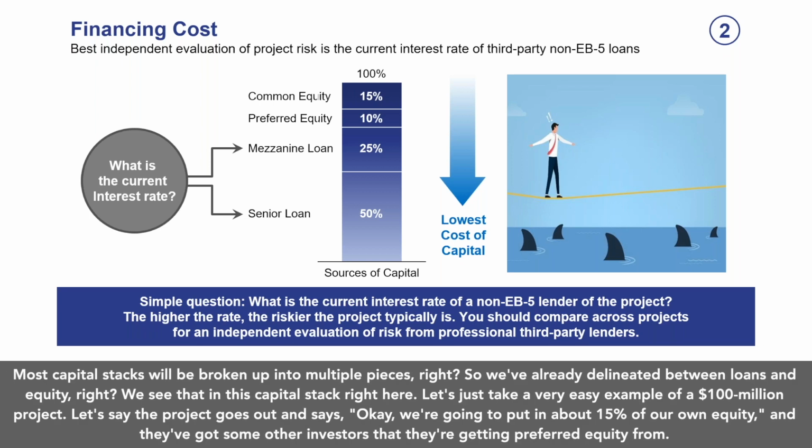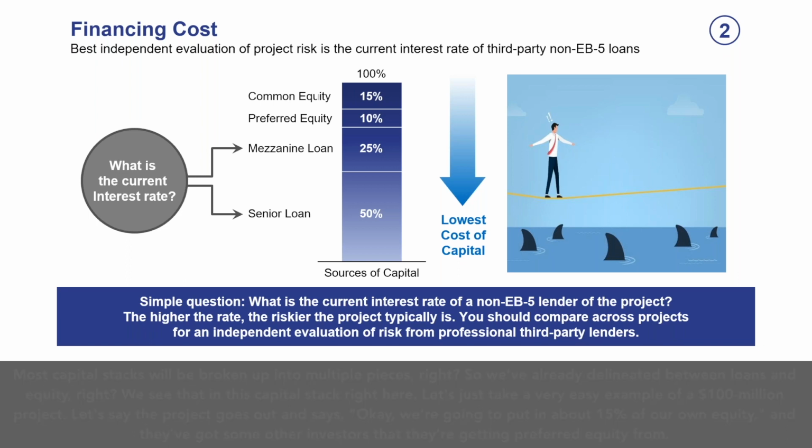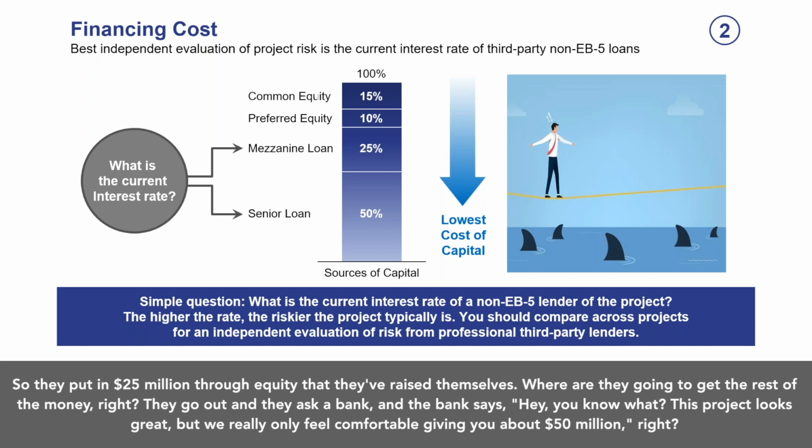Most capital stacks will be broken up into multiple pieces, right? So we've already delineated between loans and equity, right? And we see that in this capital stack right here. So let's just take a very easy example of a $100 million project. Let's say the project goes out and says, okay, we're going to put in about 15% of our own equity, and they've got some other investors that they're getting preferred equity from. So they put in $25 million through equity that they've raised themselves.